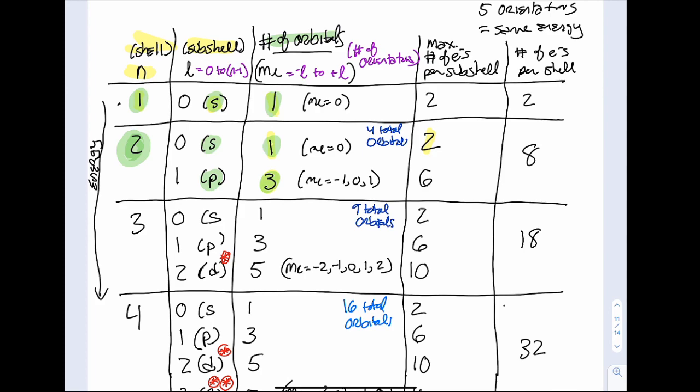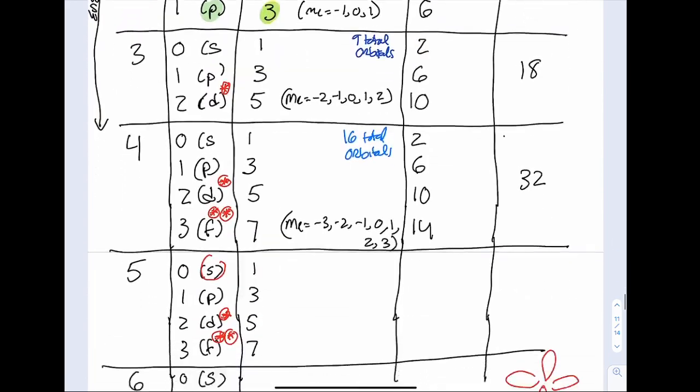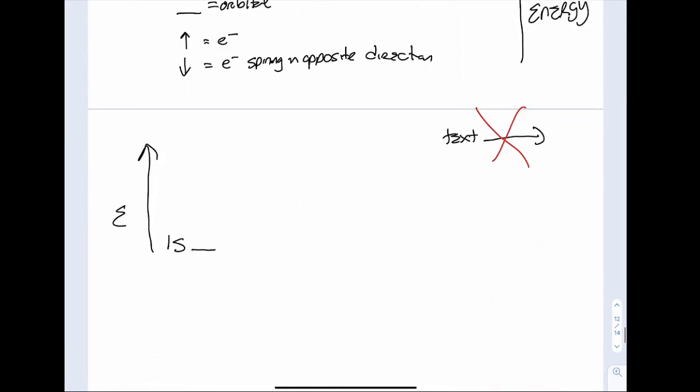I'm not going to draw them higher, right? They're degenerate. All my values for m sub l have the same energy. So we said that we had a 2s, we're going to draw one line, and then 2p, and I'm going to draw 3 lines, and I'm going to draw them right next to each other.